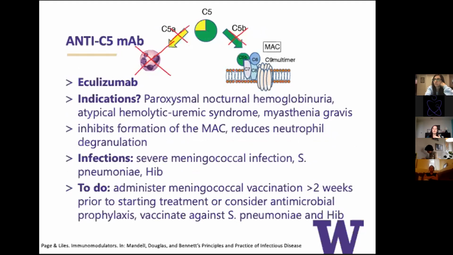And the downstream part of the membrane attack complex is formed by C5, which is then cleaved into C5a and C5b. C5b comes together to form that MAC, which then inserts itself into the wall of the pathogen and causes pathogen lysis. C5a is also cleaved from C5, and it mediates degranulation and phagocytosis by neutrophils. Eculizumab is an antibody that binds C5 so that it can't be divided into C5a and C5b. And as a result, it inhibits the formation of MAC and it reduces neutrophil degranulation.